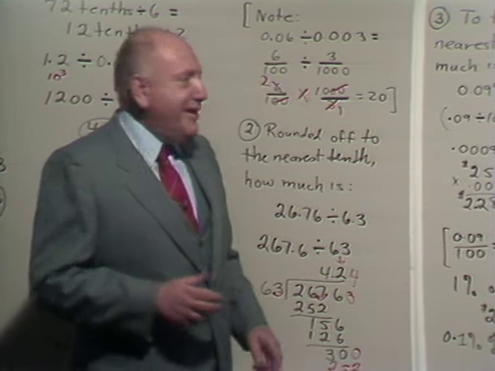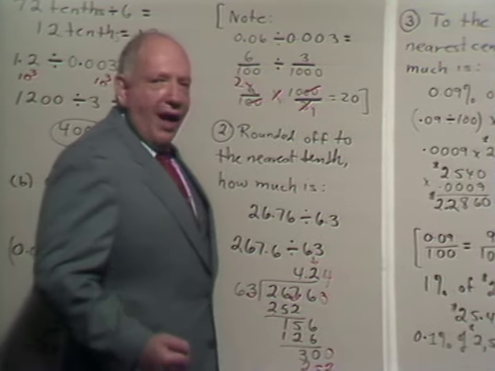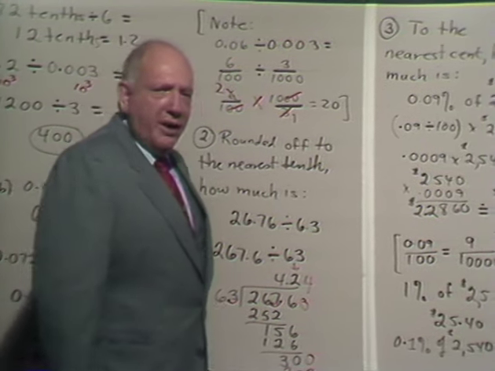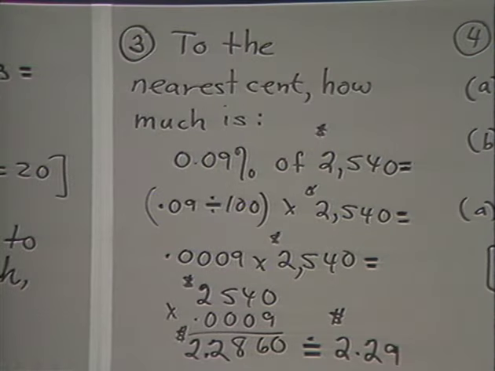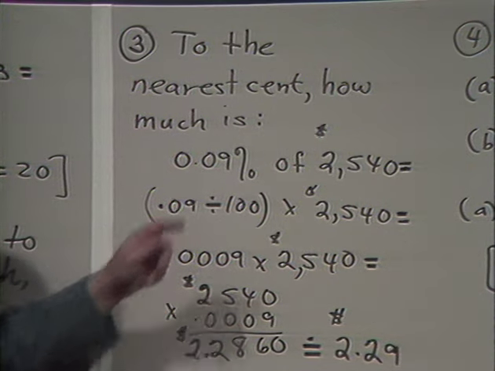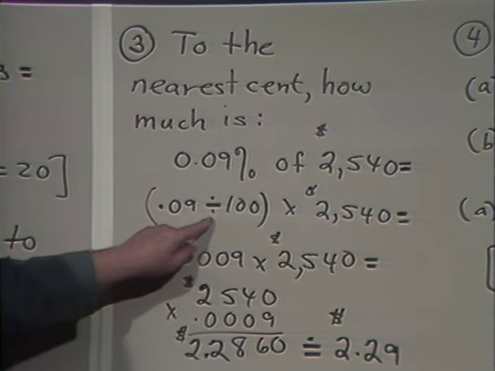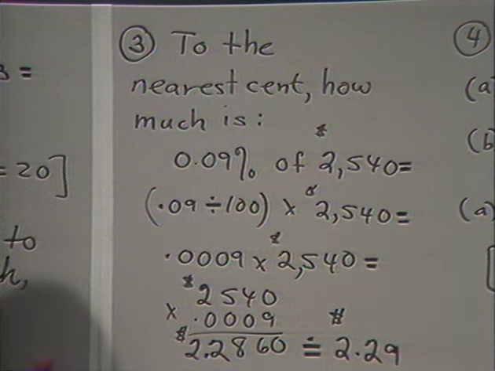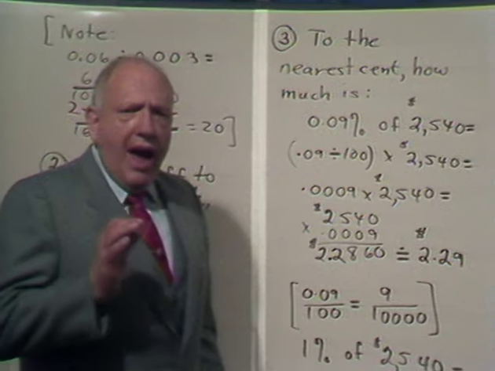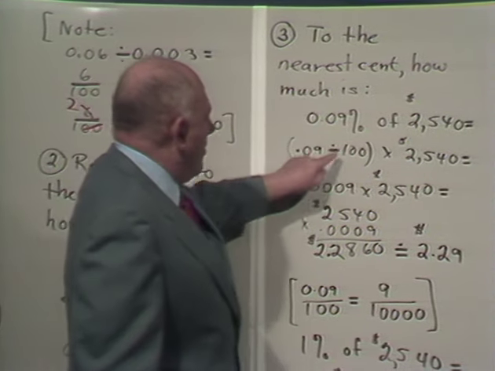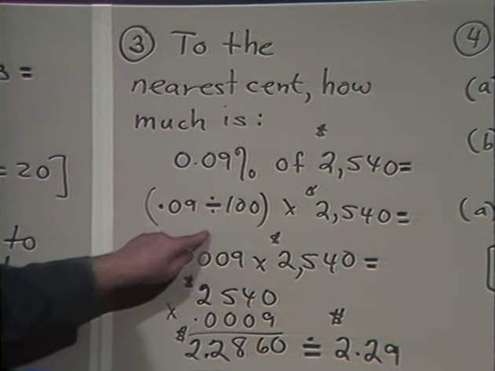At any rate, let's continue on, and let's apply this now to a money problem where people become more interested in this. To the nearest cent, how much is 0.09% of $2,540? And again, nothing has changed here except the fact that we can do this as a decimal problem now. See, percent still means divided by 100. And you see how we use the same definitions, just like a language. We learn what a term means, and we use it that way all the time. See, percent means what? Per 100, divided by 100.